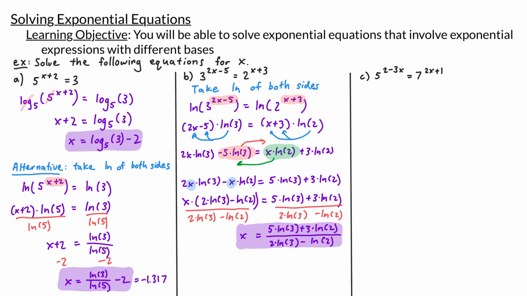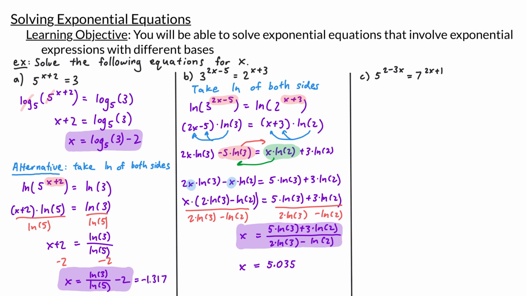Now, to get a better sense of what our solution is, we can always type this into our calculators. When we type this in, we get that x is approximately equal to 5.035 if we round to 3 decimal places. Let's work through one last example.